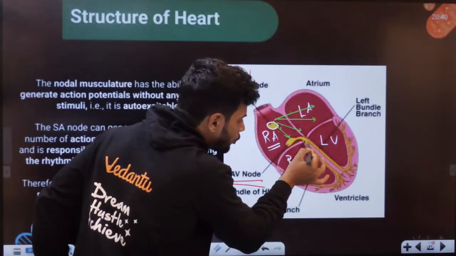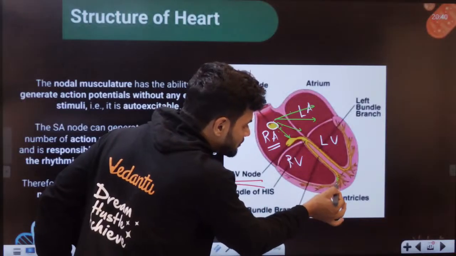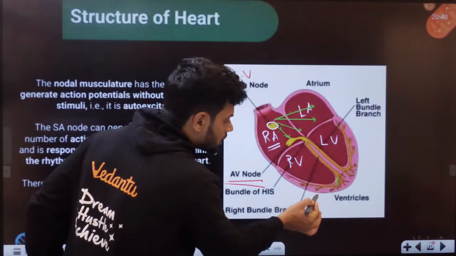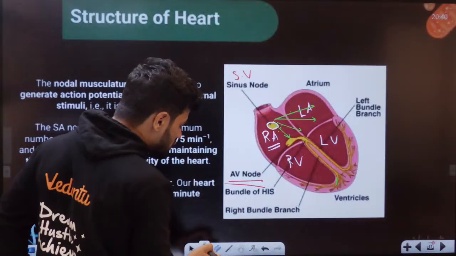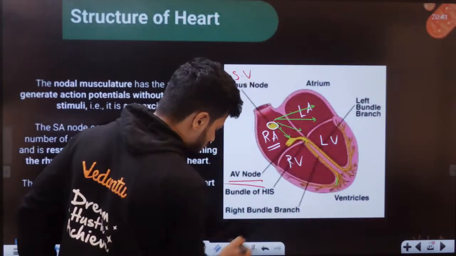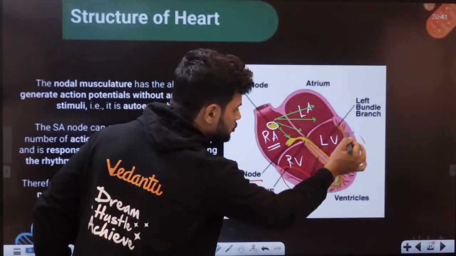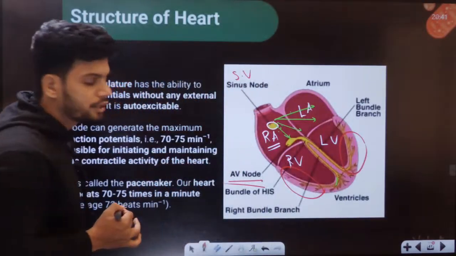Now, this AV node is present right in the septum here, and it also shows branching everywhere. Now, these branchings are called Purkinje fibers. These branchings here are also called Purkinje fibers.